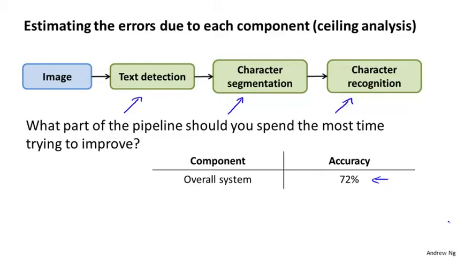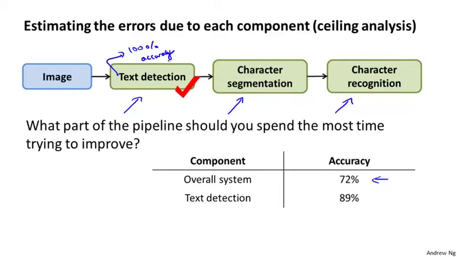Now, here's the idea behind ceiling analysis. We're going to go to, let's say, the first module of our machine learning pipeline, say text detection. And we're going to monkey around with the test set. For every test example, we're just going to provide it the correct text detection outputs. In other words, we're going to manually tell the algorithm where the text is in each of the test examples. So we're going to simulate what happens if we have a text detection system with 100% accuracy for the purpose of detecting text in an image.